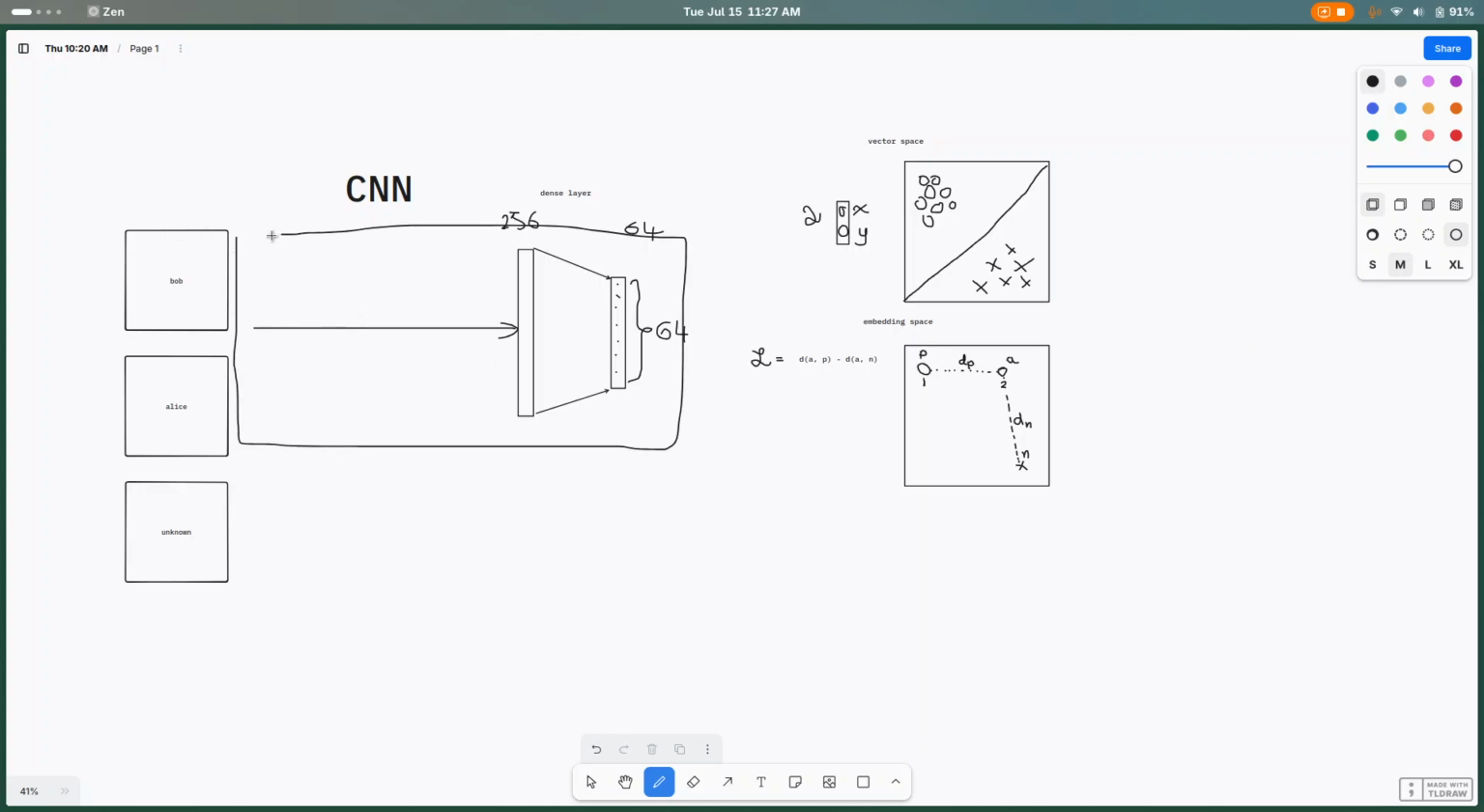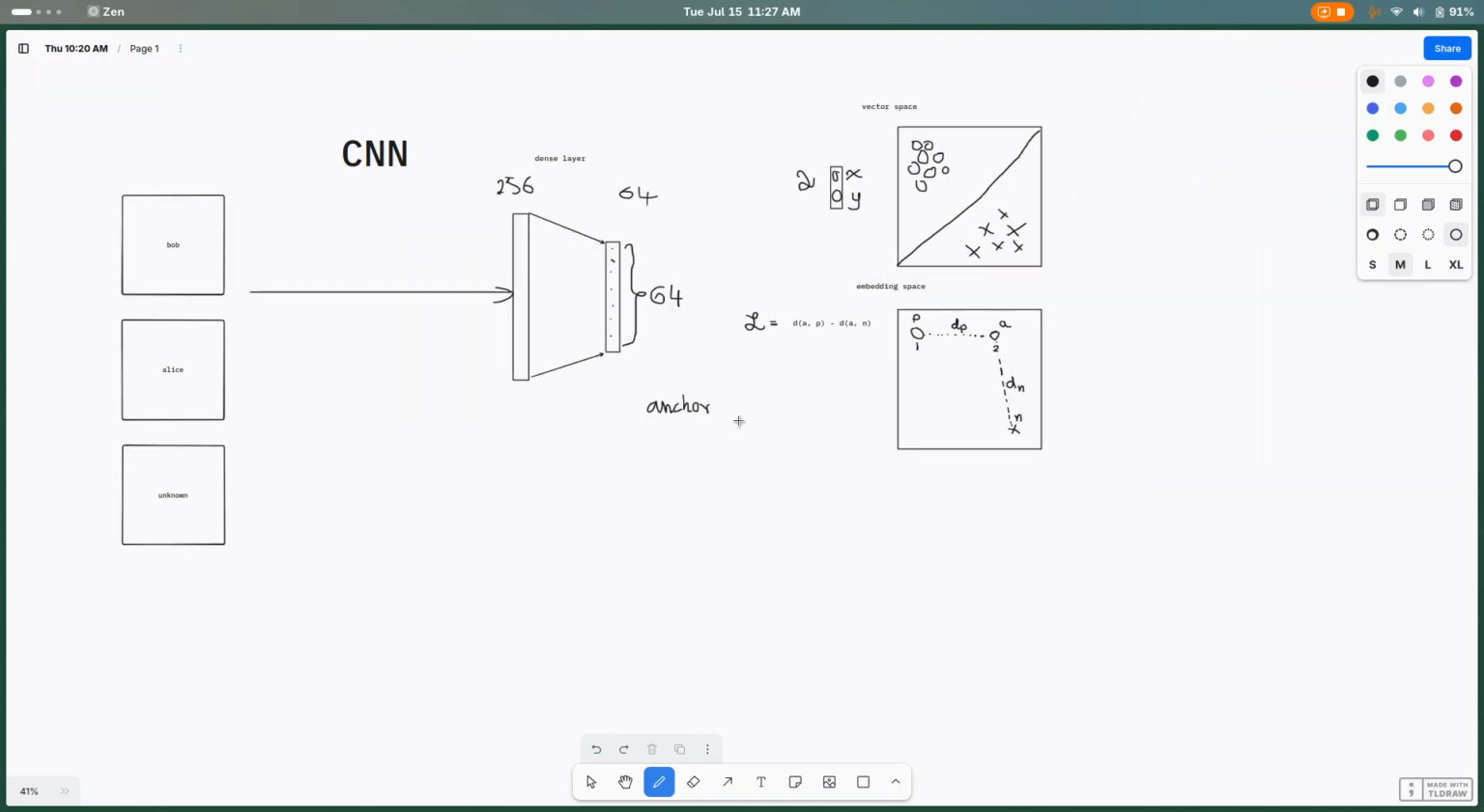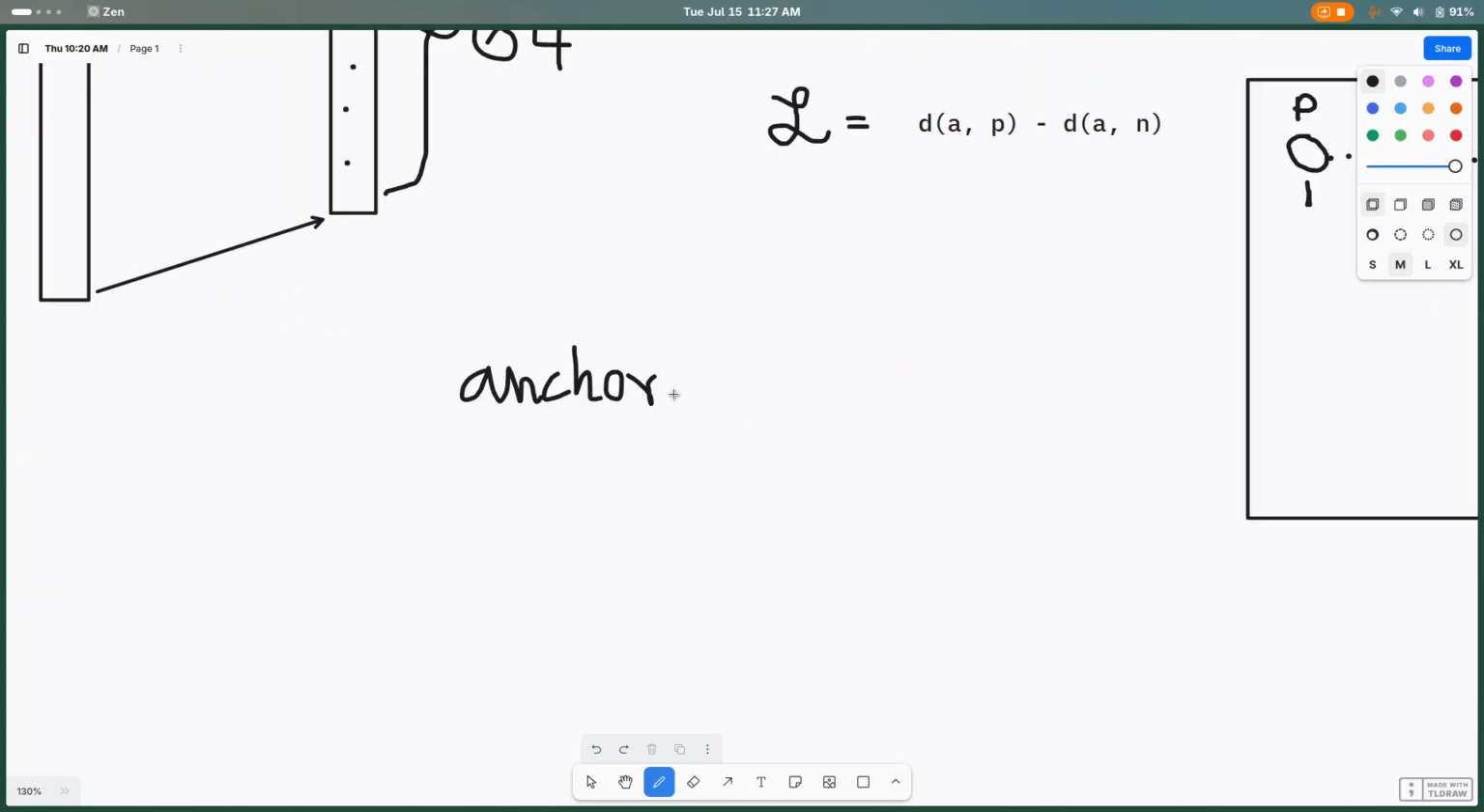Now to train that, we take two different faces. One of them has two images. So we have the anchor, the face that we're trying to train on. Not train on, but it could be any face, as long as we have its positive version, which is another image of the same face.